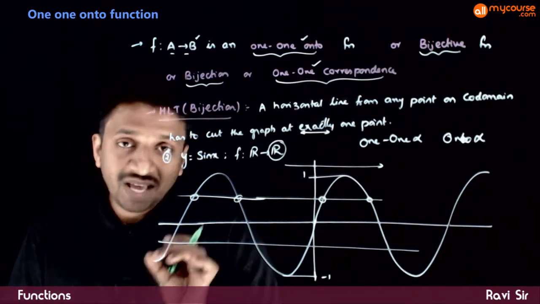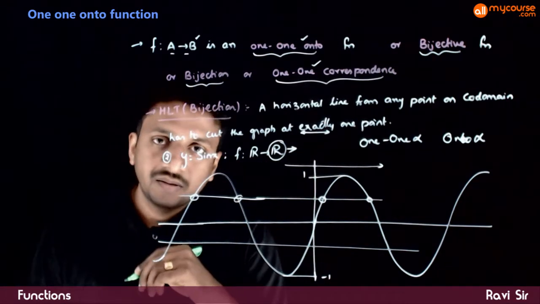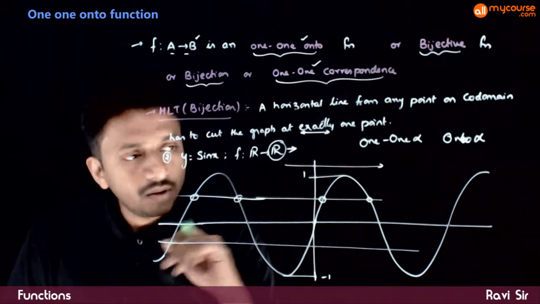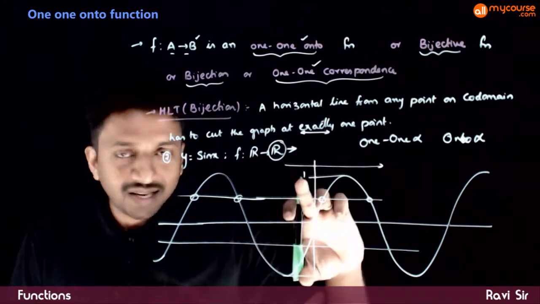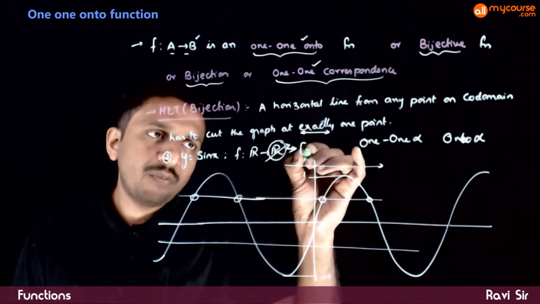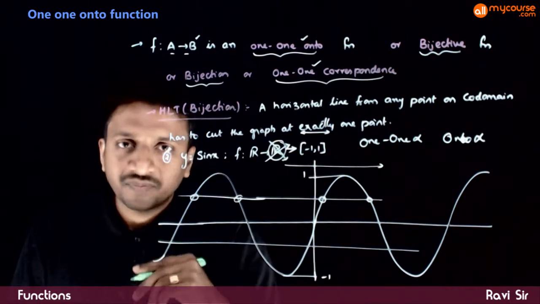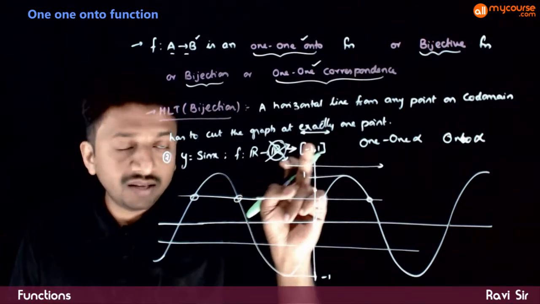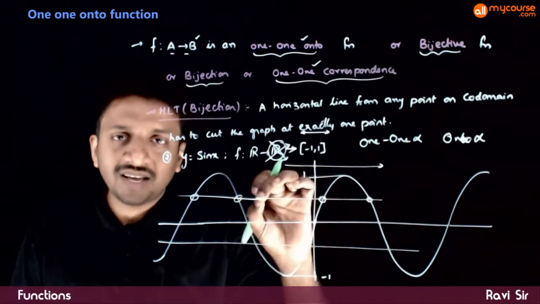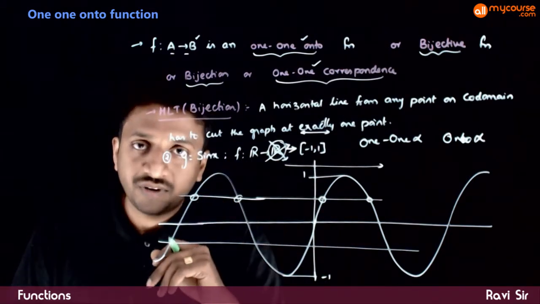So first, to make this an onto function, let us restrict the codomain. We have to make the codomain equal to the range of this function. What is the range of sin x? -1 to 1. So if you make the codomain -1 to 1 instead of real numbers, then the codomain will be equal to the range, hence this becomes an onto function.